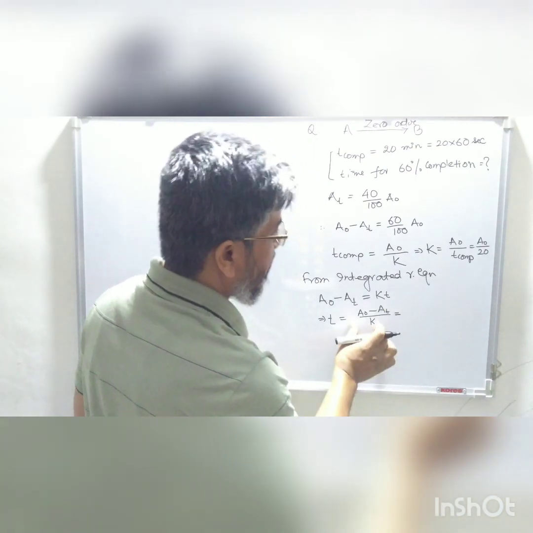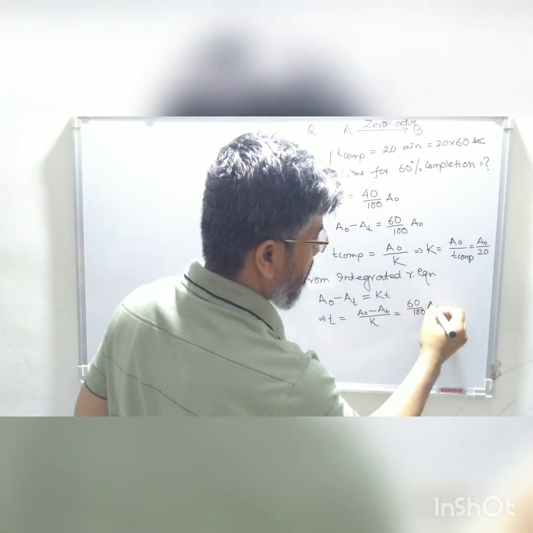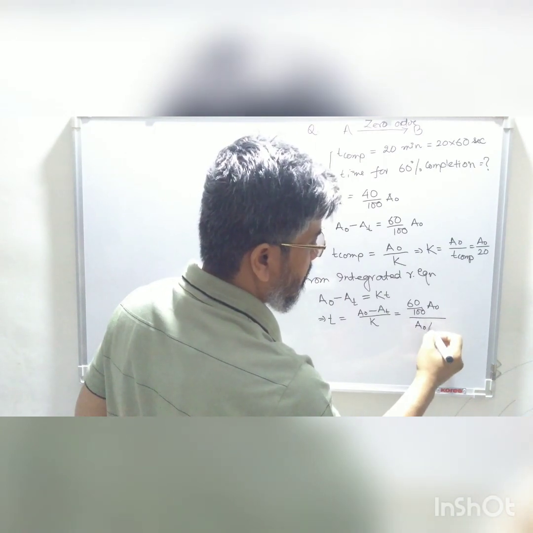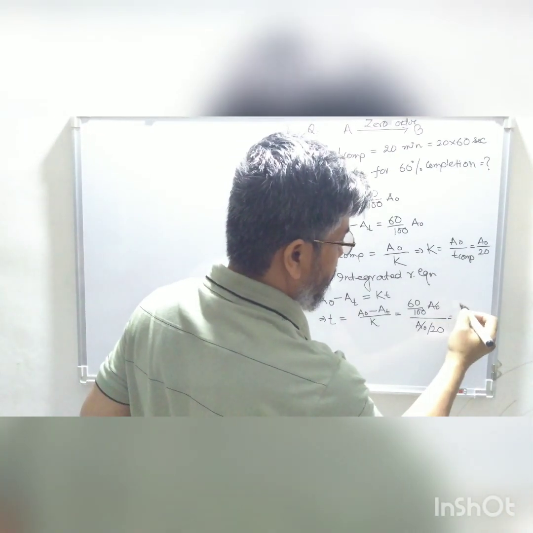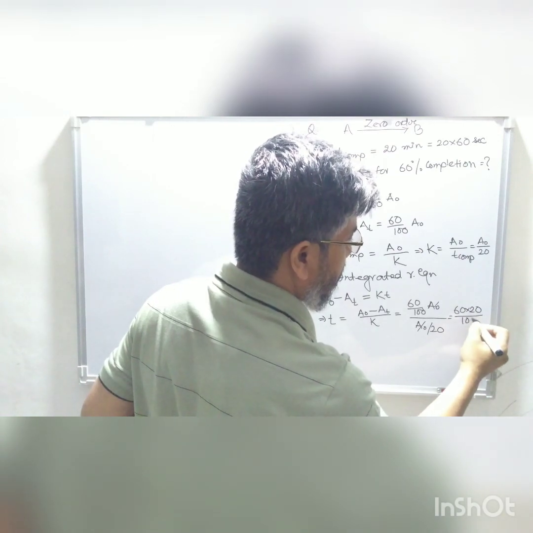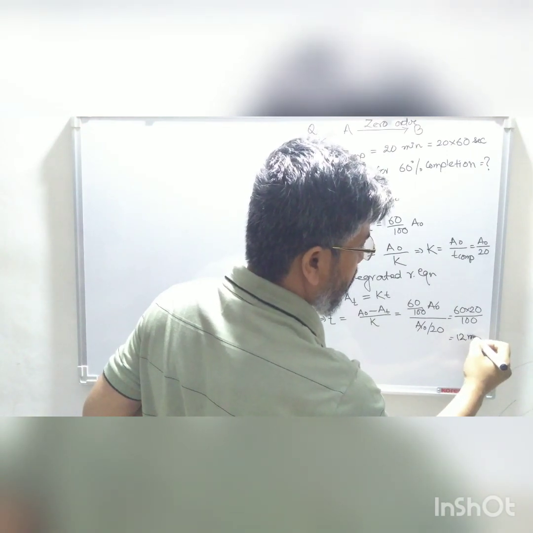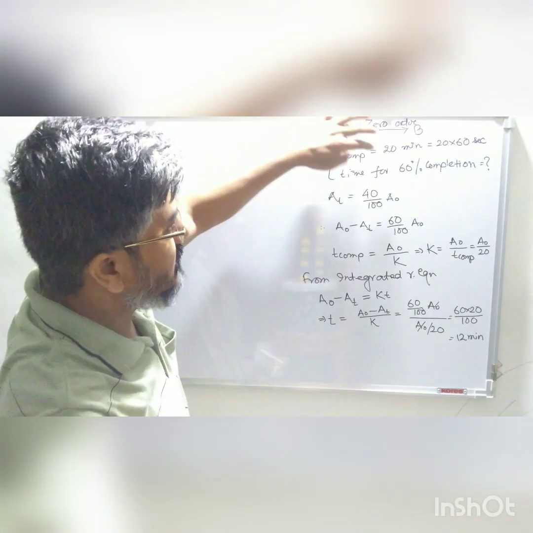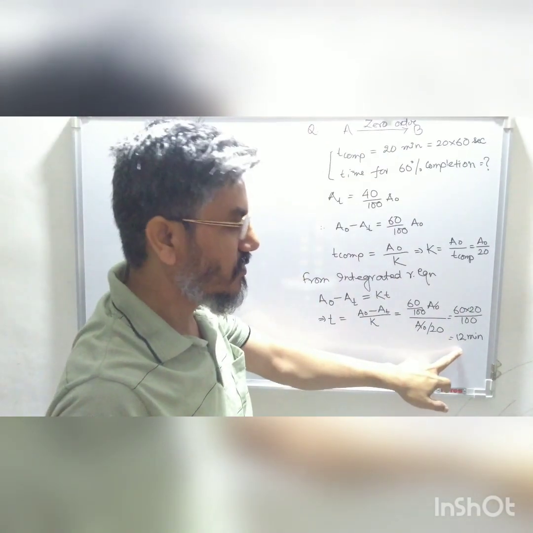So A naught minus At is 60% of the initial value and K is A naught by 20. So A naught will cancel out. So this comes out to be 60 into 20 divided by 100. So this comes out to be 12 minutes. So if this zero order reaction is completed in 20 minutes, then for 60% completion, what is required is 12 minutes.